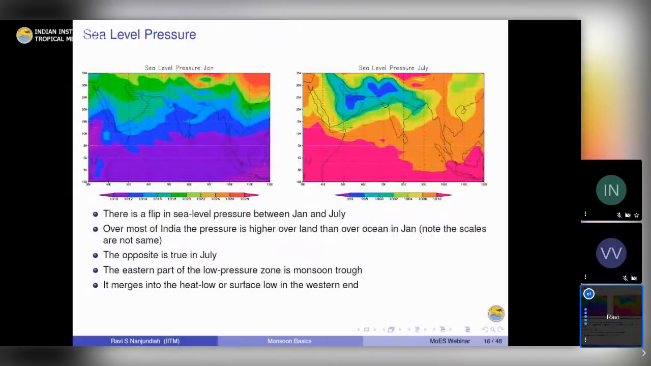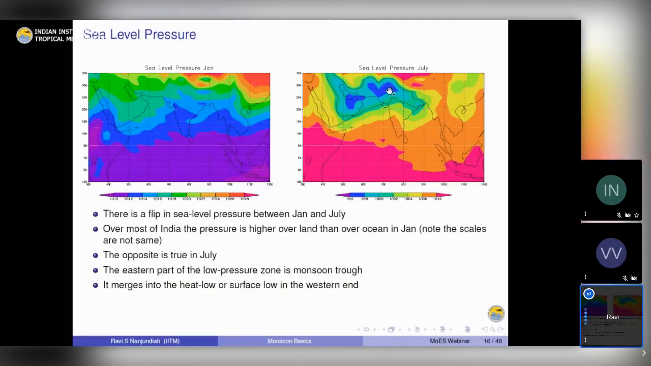And if you look at sea level pressure, as we said, there is a low forming in this region. This is for July, this is for January. And we see that in January, the pressure over land is much higher as compared to that over sea, while the reverse happens in the month of July. That is, your surface pressure is much lower over parts of India.